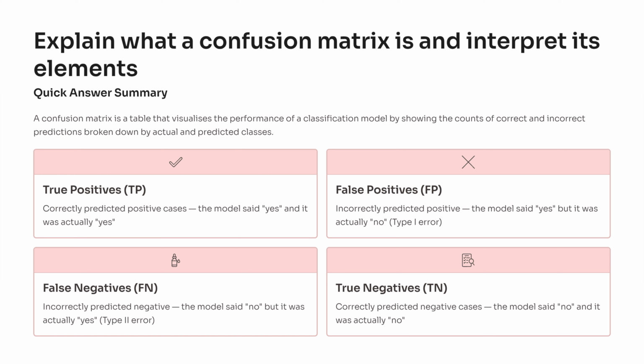Here's a classic interview question that instantly reveals how deeply you understand classification models. Can you explain what a confusion matrix is and how to interpret it? Here's how to answer this, with both clarity and confidence.